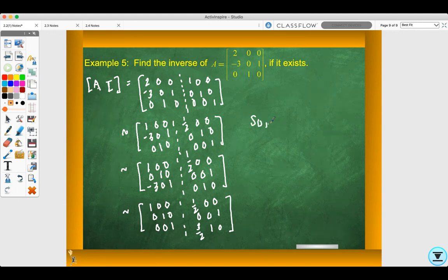So A inverse would be 1/2, 0, 3/2, 0, 0, 1, 0, 1, 0.